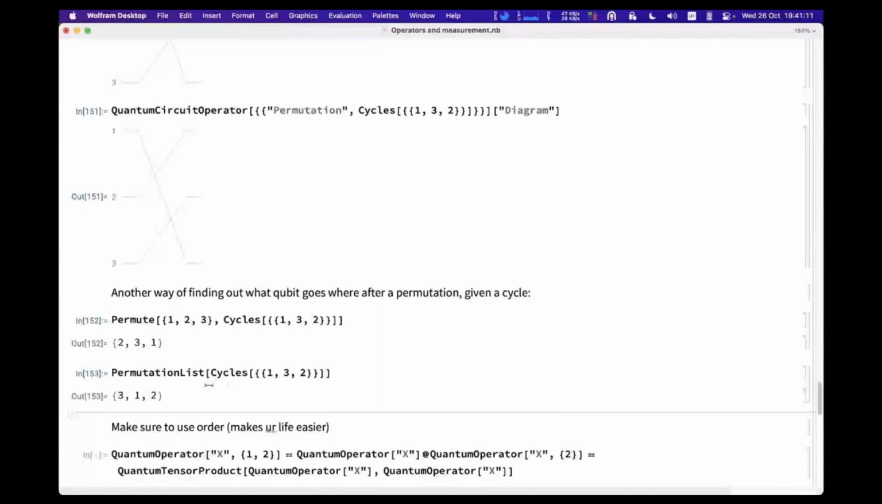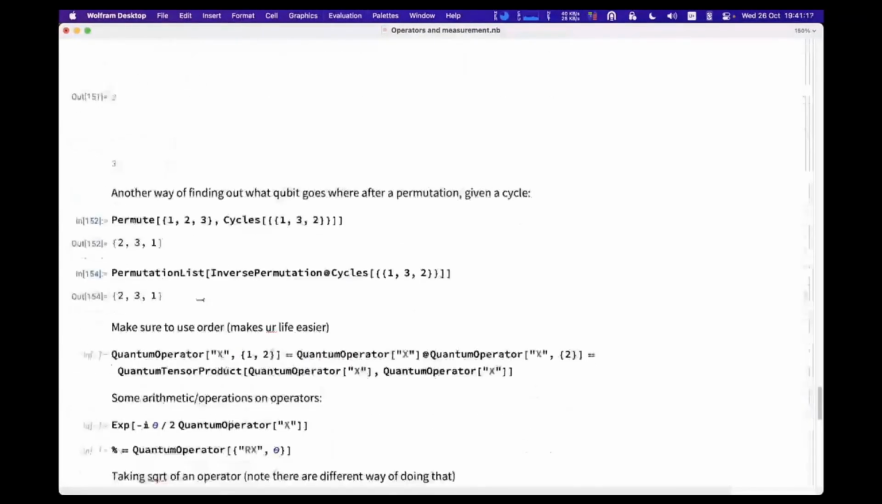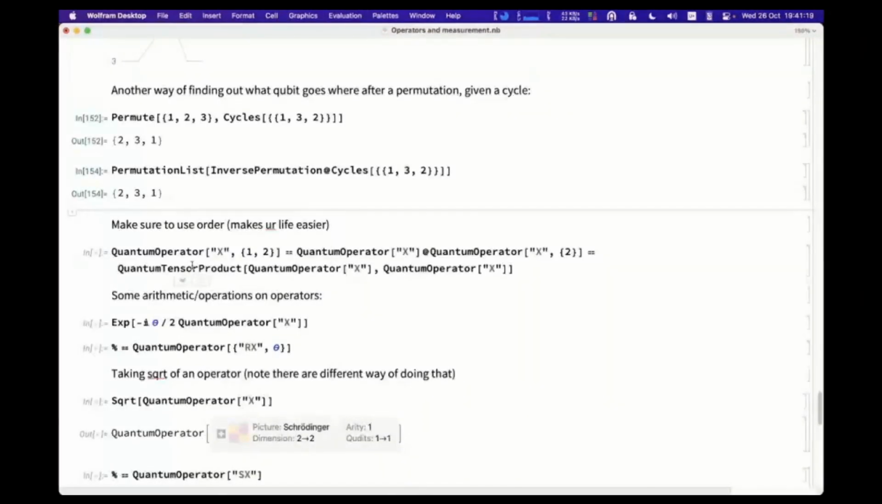So we discussed permutation, which can sometimes be confusing, but there are lots of other functionalities in the Wolfram Language that you can use to better understand permutation. I usually use the circuit diagram, but you can use others. And remember, the cycles can be very fancy. Here we are just giving a list of qubits, but you can give a list of lists, so it can be very complicated.